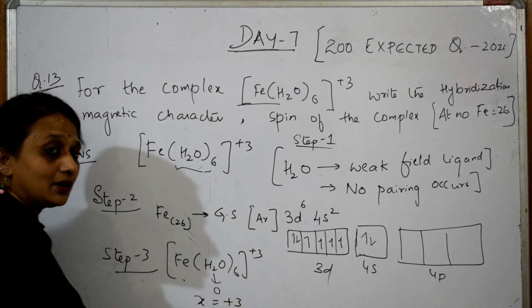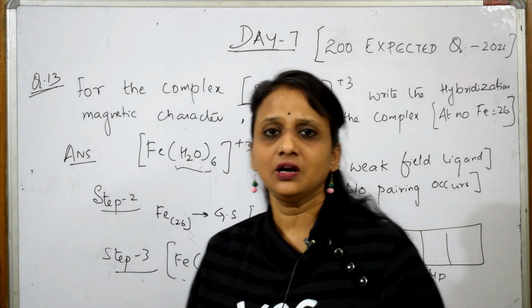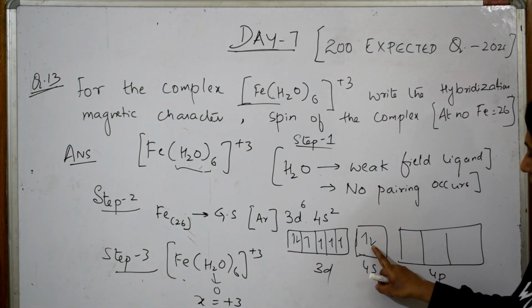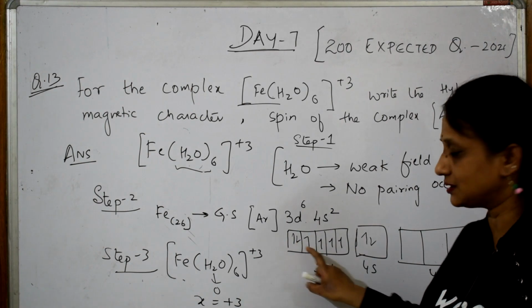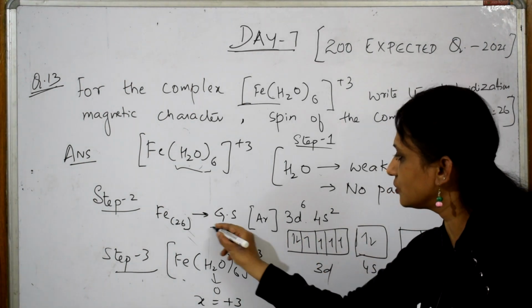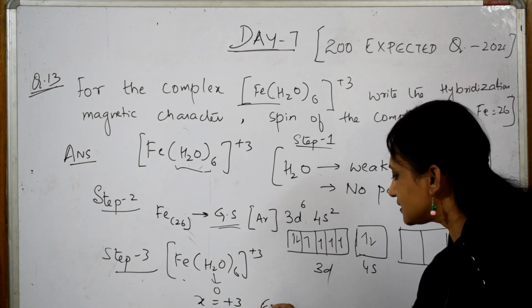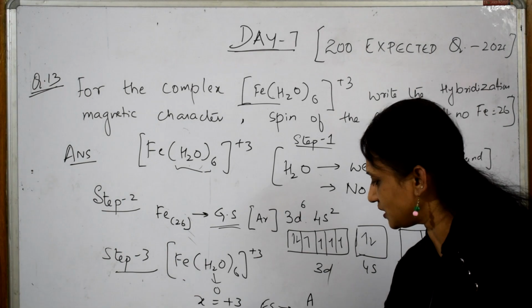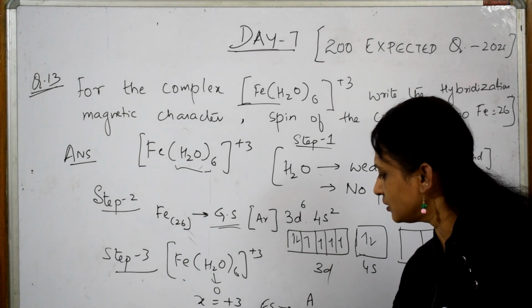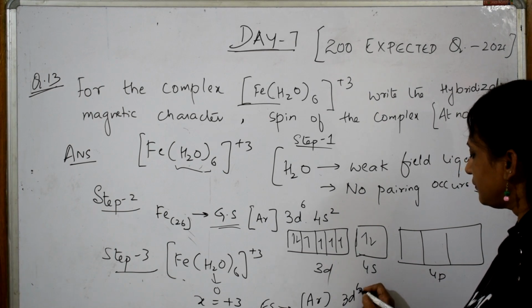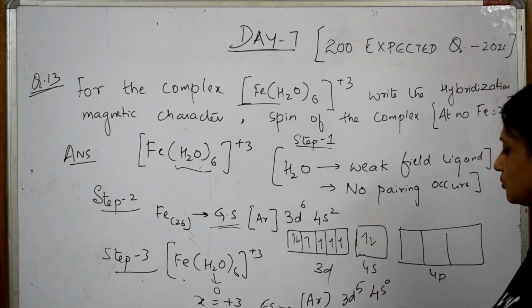You are going to take out 3 electrons from the orbitals. So 3 electrons from where will you take out, students? 1, 2, 3. Understand? So now this is your ground state. Now the excited state configuration would be what, students? Because it is Fe plus 3, argon configuration. This will become 3d5 4s0.